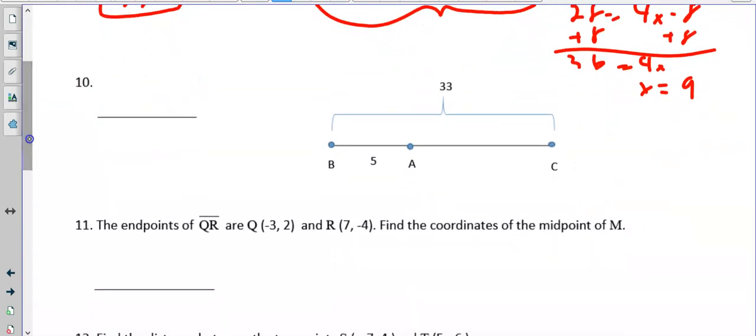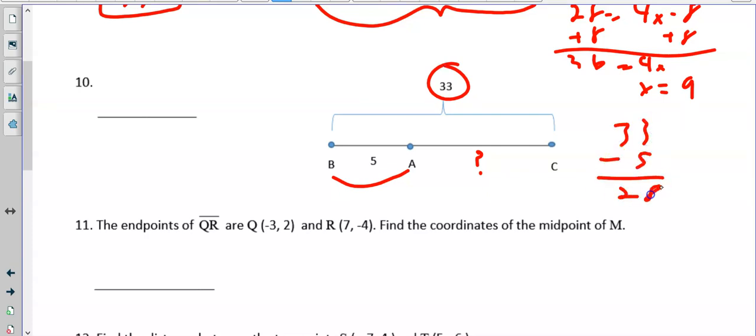All right, find AC. Well, we know this piece is 5. We don't know this piece, but we know it adds up to 33. Well, that's simple. All you need to do, since there's no variables here, is just do 33 minus 5. That's 28. Boom.